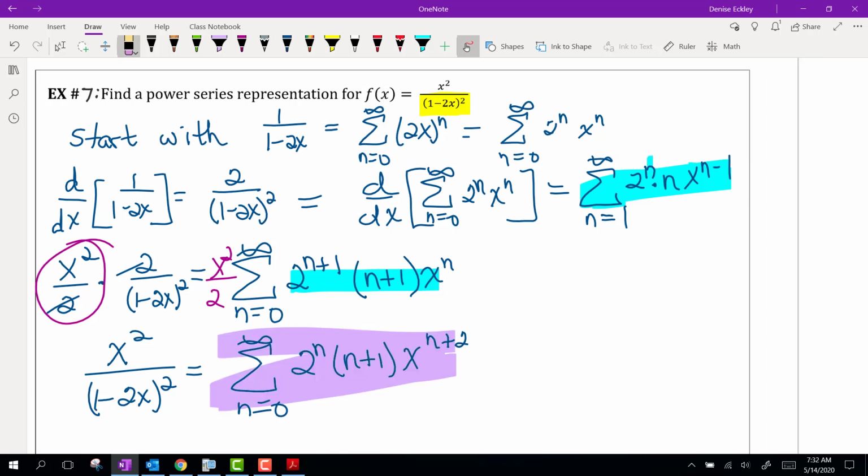And so that's how you find the power series representation using a derivative. So if you have any questions, please let me know. We're going to do some practice on this so you can see some of the tricks for yourself.